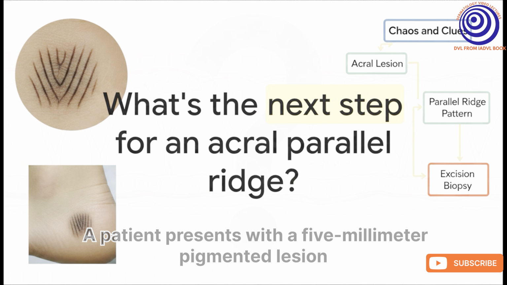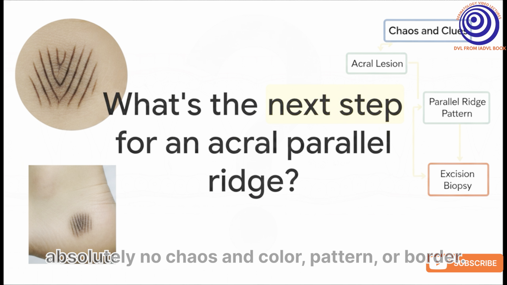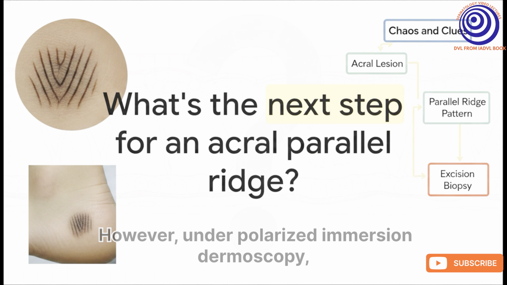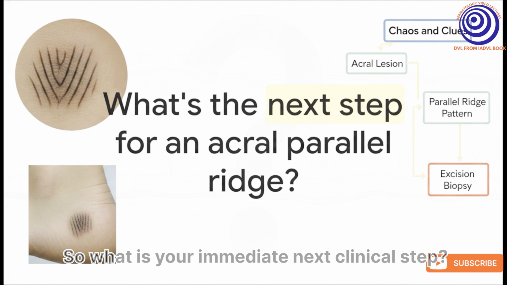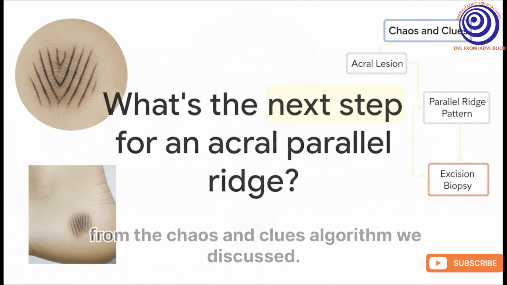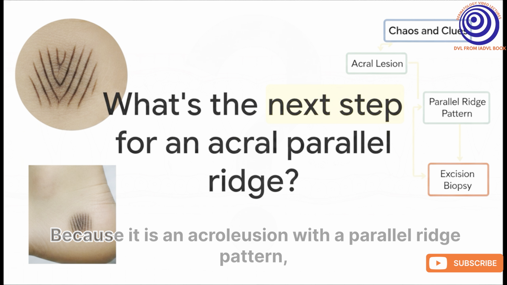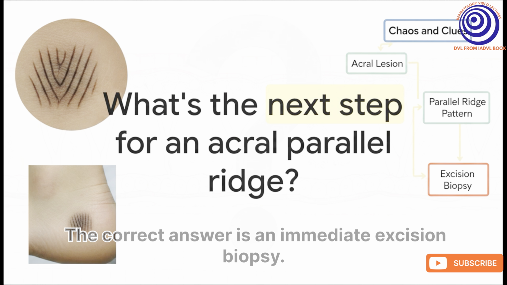A patient presents with a 5 mm pigmented lesion on the heel. It exhibits perfect biological symmetry, absolutely no chaos in color, pattern, or border. However, under polarized immersion dermoscopy, it clearly demonstrates a parallel ridge pattern. So what is your immediate next clinical step? Remember those 4 critical exceptions from the chaos includes algorithm we discussed. Because it is an acral lesion with a parallel ridge pattern, the lack of chaos is entirely irrelevant. The correct answer is an immediate excision biopsy.